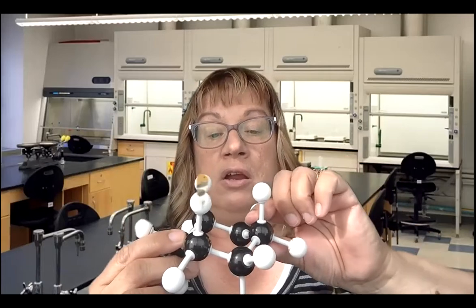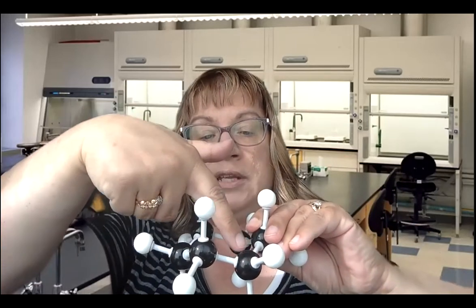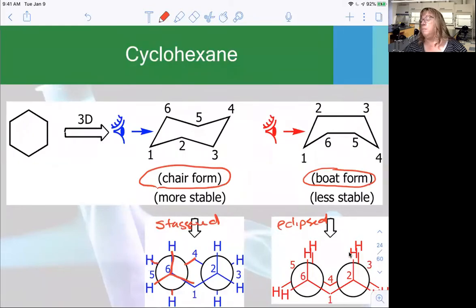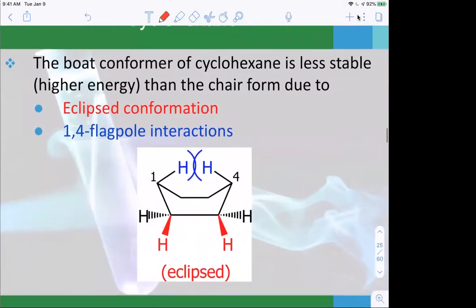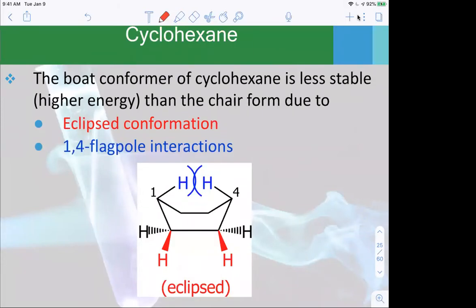Here's the head of my chair. My body goes down. Here's my butt area, and then my legs. So it kind of looks like a lounge chair, right? Head, back, body, footrest. And again, you really want to make these models in order to really be able to understand this. So the boat conformation, you saw it, or if you make a model, you will see it.